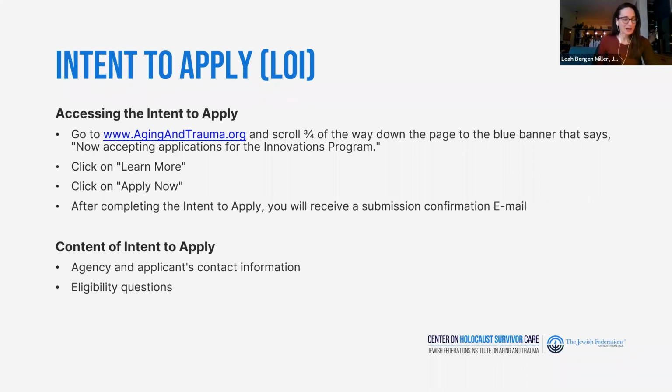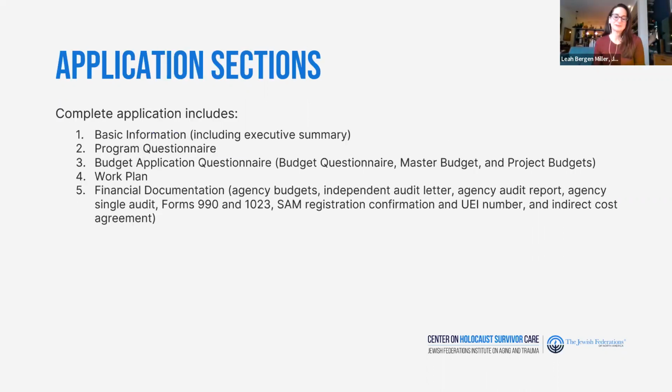It's noteworthy that the content of the intent to apply, you don't need to have your idea for the proposal yet. We're not asking any questions about what you are going to propose. We only want to determine whether your agency is eligible and to have the contact information of the agency. This will help us compose our independent review committee. Next slide, please.